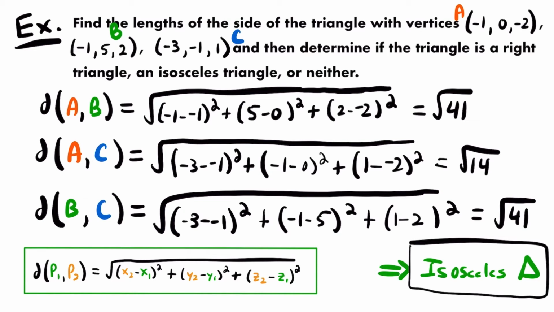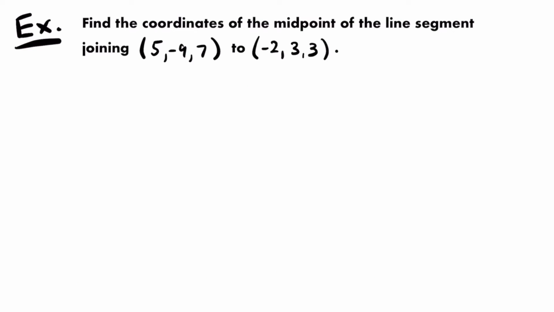Let's take a look at a different example. All right, so next up, we want to find the coordinates of the midpoint of the line segment joining 5, -9, 7 to -2, 3, 3. All right, so this example is going to require the use of a different formula. Remember that if we want to find the midpoint between 2 points in 2 dimensions, we use something called the midpoint formula, where we take the average of the x and y coordinates, and that gives us the midpoint. Well, we can also do that in 3D.